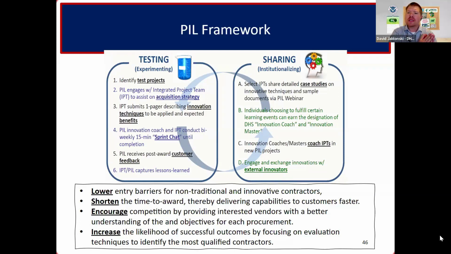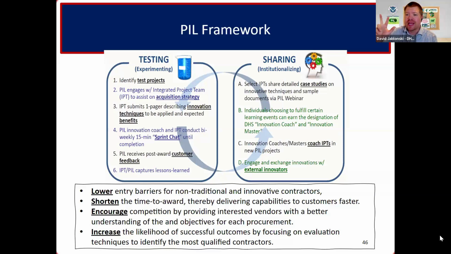And we act as consultants or coaches all the way through the procurement process on teams that are trying to use innovative techniques to streamline their procurements. And this is a focus on reshaping the culture, right? And there's 4 areas that we're really focusing in on here. The reason why we encourage teams to use procurement innovation techniques, that's right at the bottom here, is to lower entry barriers for non-traditional contractors, shorten that time to award, which I'm sure a lot of you CORs out there are very much interested in.